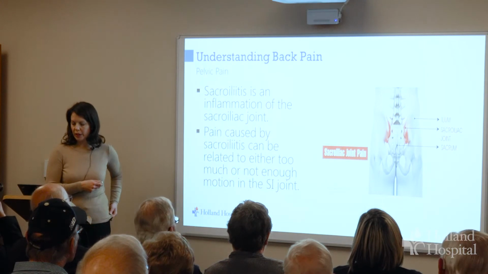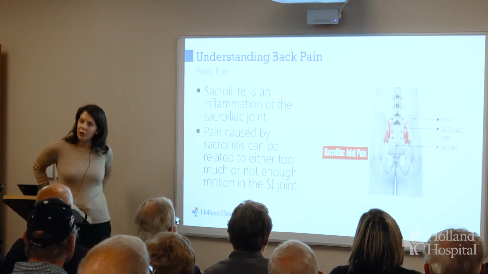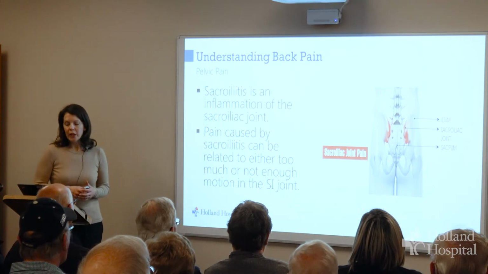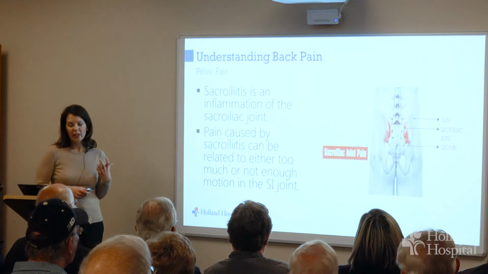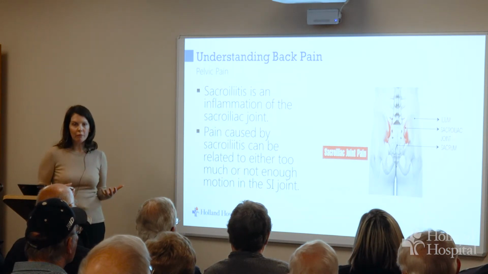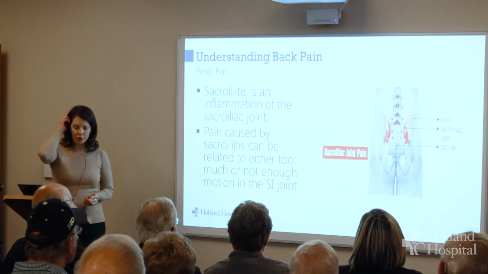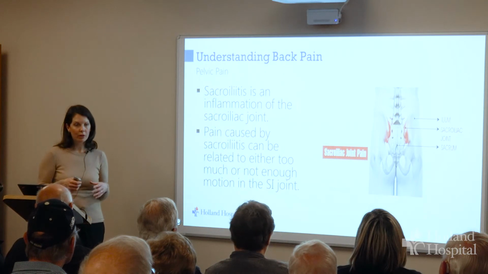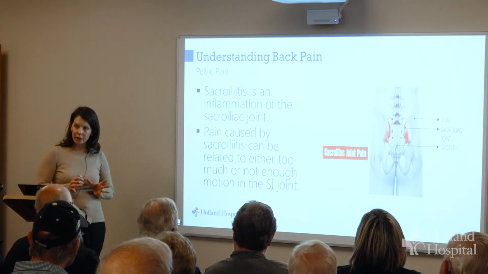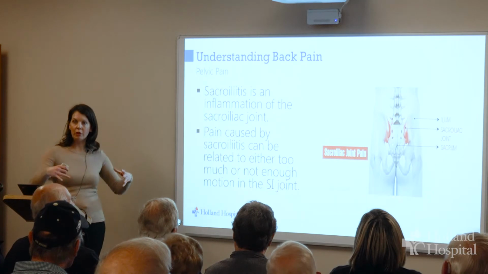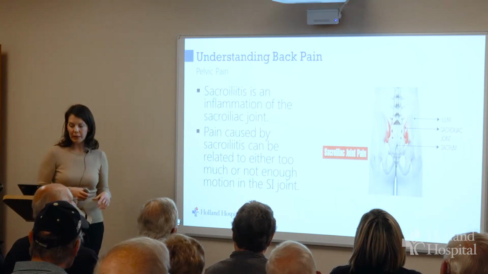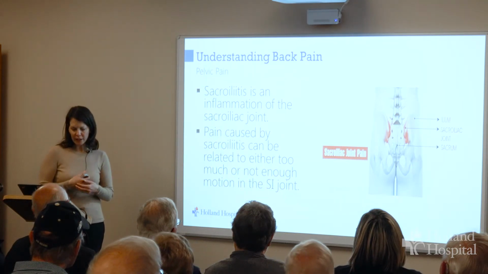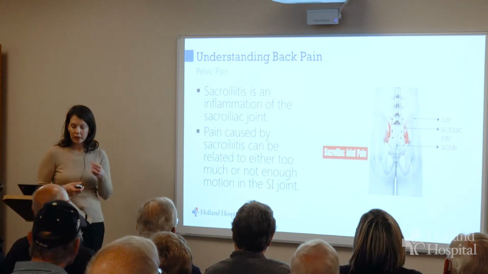All right, and then sacroiliitis. So we talked about the sacroiliac joint and how to identify where it is. You can get inflammation of that sacroiliac joint. Pain caused by sacroiliitis can be related to either too much or not enough motion of the sacroiliac joint, and it can be contributed to by lack of support of the joint, like with ligament laxity, which will happen in the pregnant pelvis as the ligaments get loosened so that the pelvis can spread and accommodate that growing baby. It can happen when you have weakness of the supporting muscles of that joint, and it can also be due to abnormal movement mechanics.